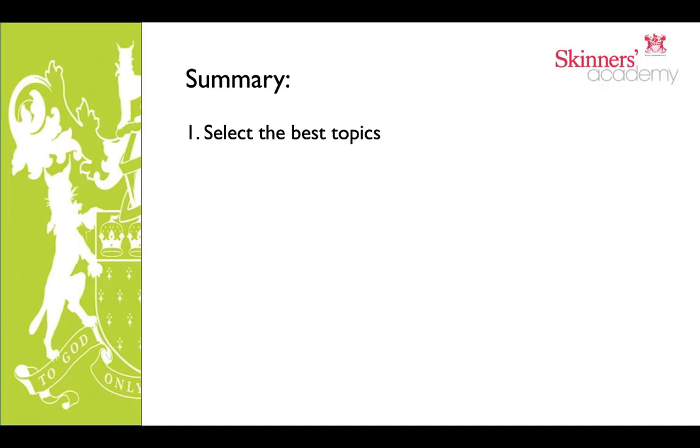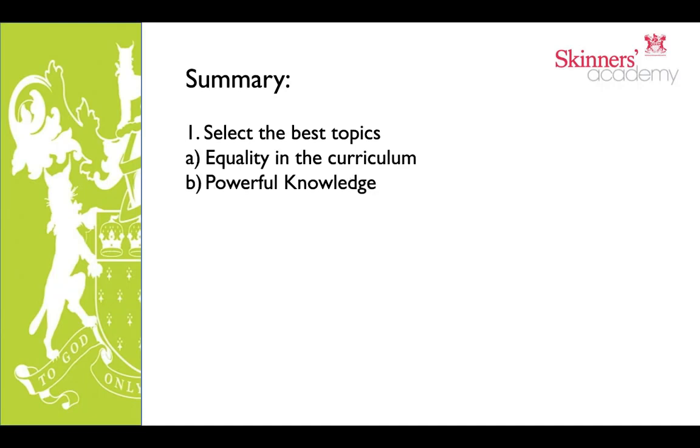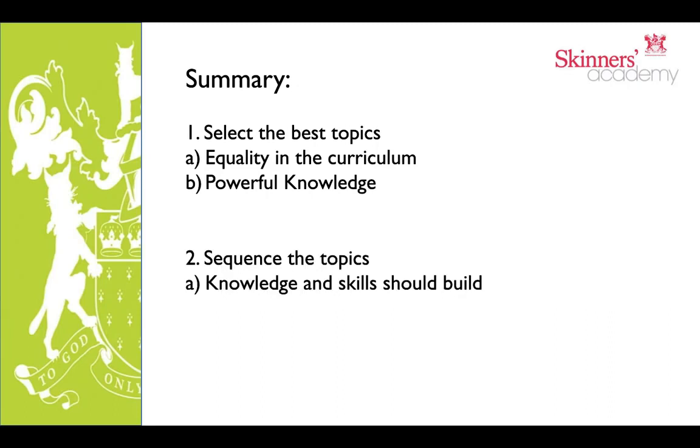So a summary: select the best topics. Think about equality in the curriculum, think about the powerful knowledge and the topics that are the best vehicle for that powerful knowledge. Sequence those topics. Knowledge and skills should build, they should get more and more complex, and powerful knowledge should be mapped across the curriculum.